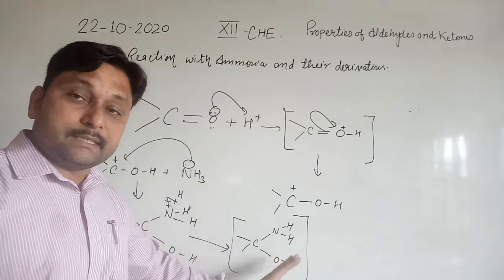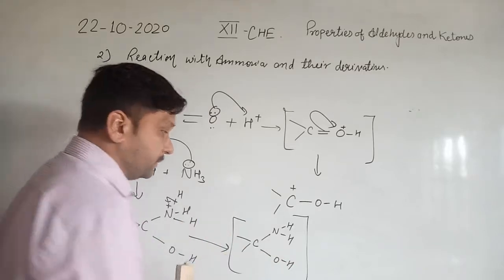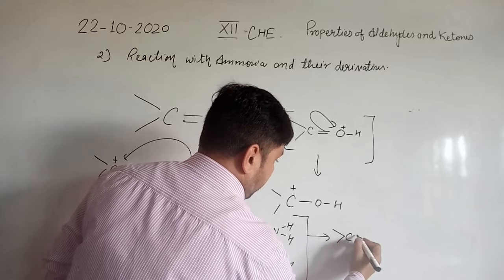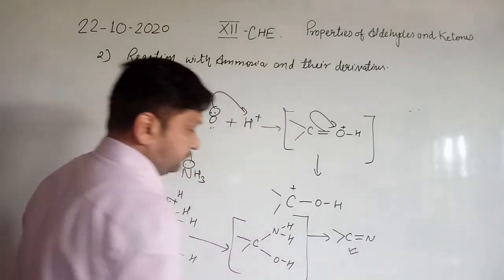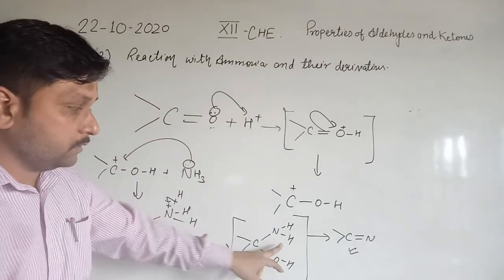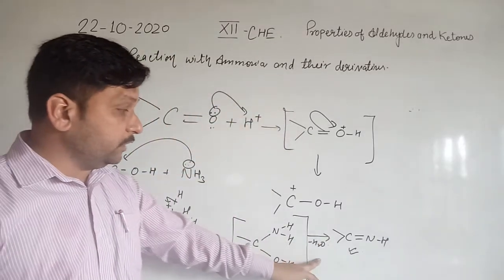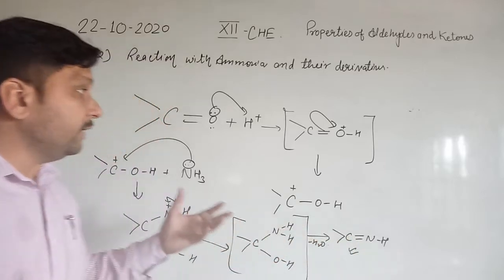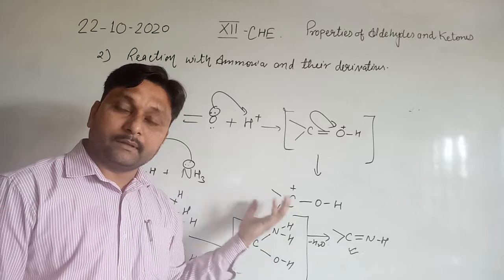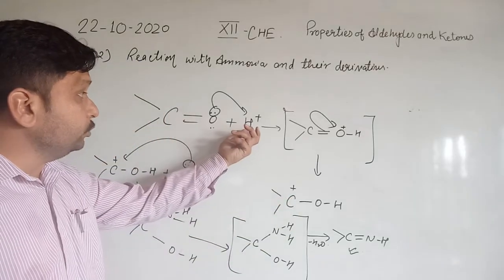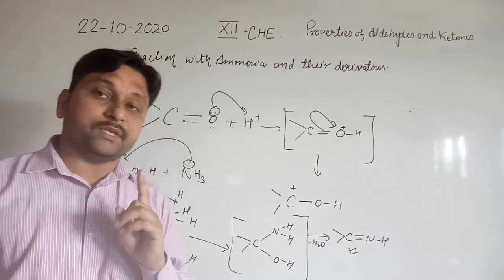Clear? And after this, the compound undergoes dehydration, removal of water takes place, meaning removal of OH and H. Okay, so by the loss of one molecule of water, it will convert into C double bond N. So why do we use the acidic medium? To facilitate electrophilicity on the carbon atom. Clear? We use H ion for electrophilicity on the carbonyl carbon. That is the first reasoning question.